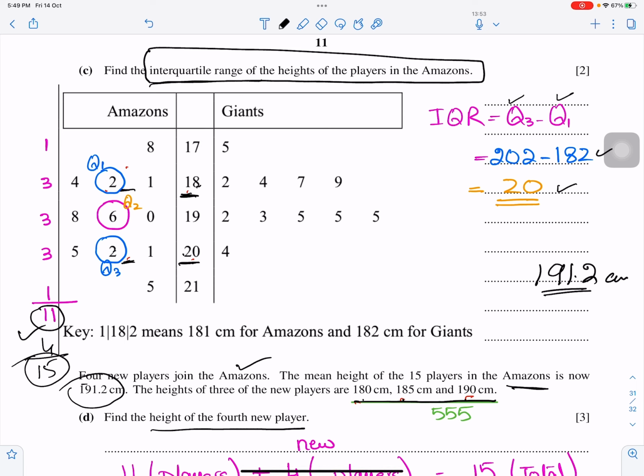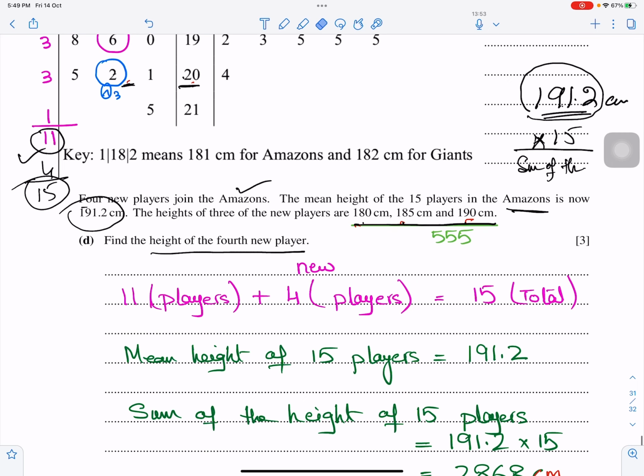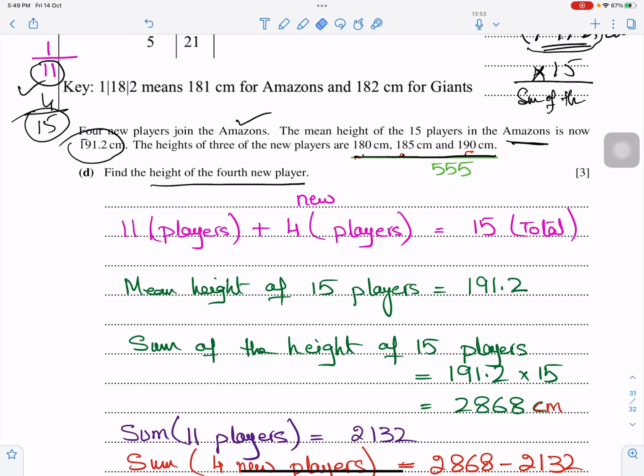Now what comes to your mind? This is simple; I believe you can do it. This was the mean height of 15 players. If I multiply it by 15, what will I get? I'm not talking about the answer, I'm talking about what that value will tell you. If I multiply 191.2 by 15, I will get the sum of the heights of all the 15 players. Yes or no? So this is what we have written here: the sum of the heights of 15 players is 2868 centimeter.